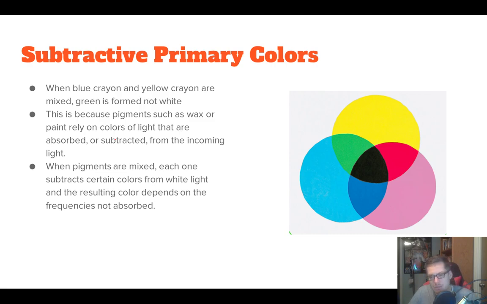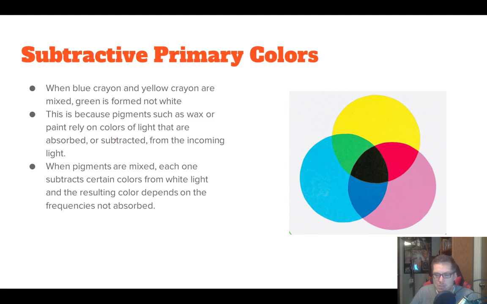So it works opposite, whereas the additive colors were based off the fact that the things that we see are based off what was not absorbed. Pigments work opposite. They're based off what we can't see, or what was subtracted from light. And so you get the opposite.